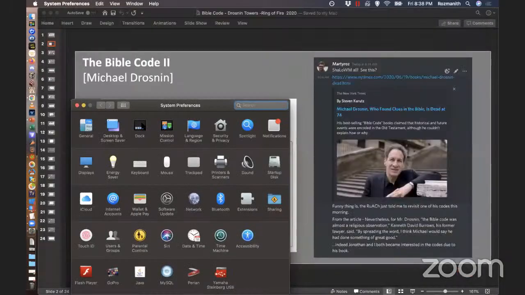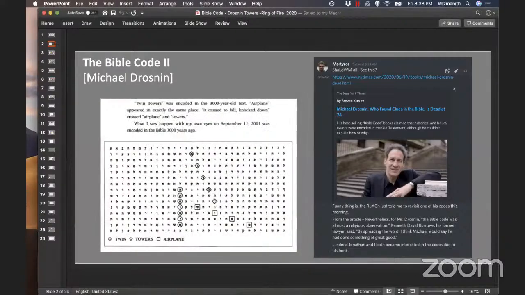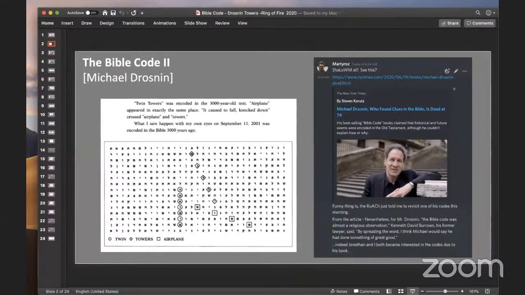I want to kill my dock here. All right. You guys see my screen?